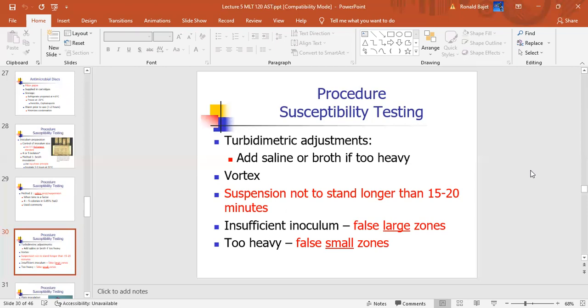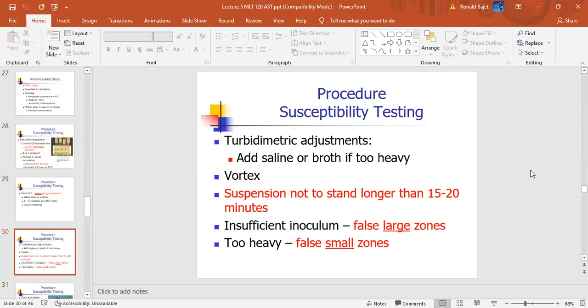On the other hand, if you use maybe a 1 McFarland standard suspension or a 1.5 McFarland suspension, where you have too much organism in your suspension to set up your Kirby-Bauer sensitivity, your zone sizes will be too small. Think about it, you have too many organisms, it's going to be too crowded, therefore your zone sizes are going to be small. You're going to be asked this on a test or a quiz.